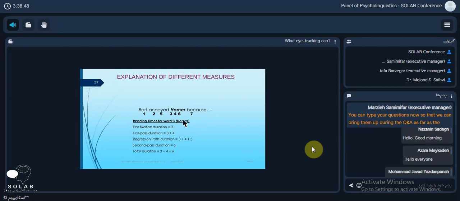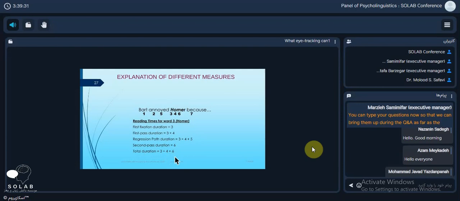When you see five, that means on Homer the reader had a regression and regressed to annoyed. That means the regression path. You can find here the first fixation duration is number three, because Homer is the target, not Bart. Here, the first fixation is three, not one. First pass duration is 3 plus 4. Regression path duration is 3 plus 4 and 5. Second pass duration is 6. And total duration is 3, 4, and 6.